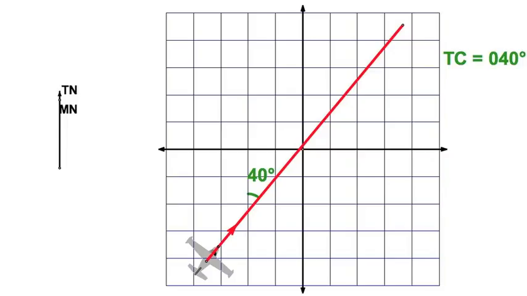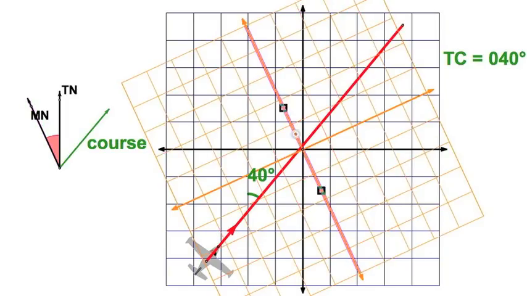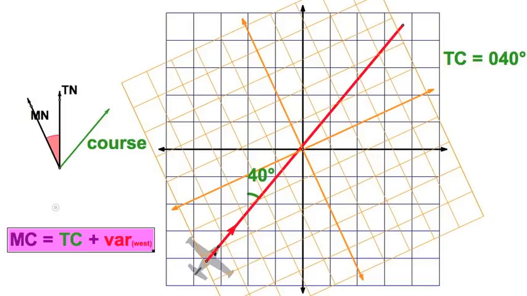And let's put in our course. Now, if I look at my course and I turn this way, I can see the angle. That was my true course, relative to true north. But now I want it relative to magnetic north. Okay, I'll put the grid back in. You can see the angle between here has gotten bigger. It's increased. So with this west variation, my magnetic course is going to be my true course plus my variation.